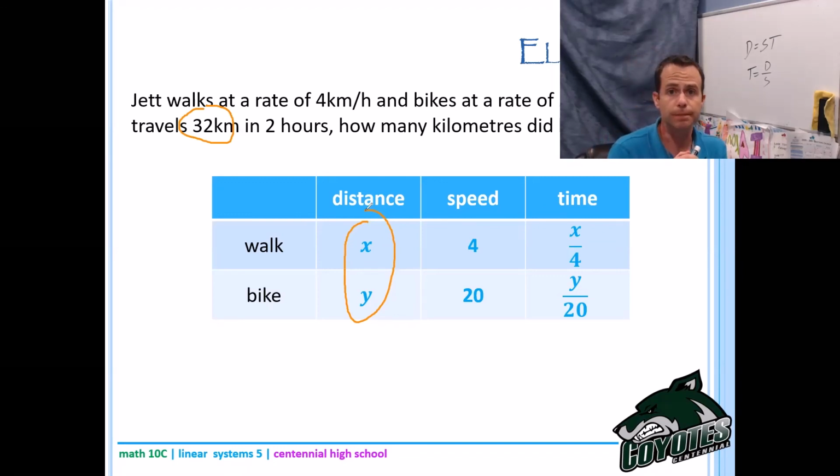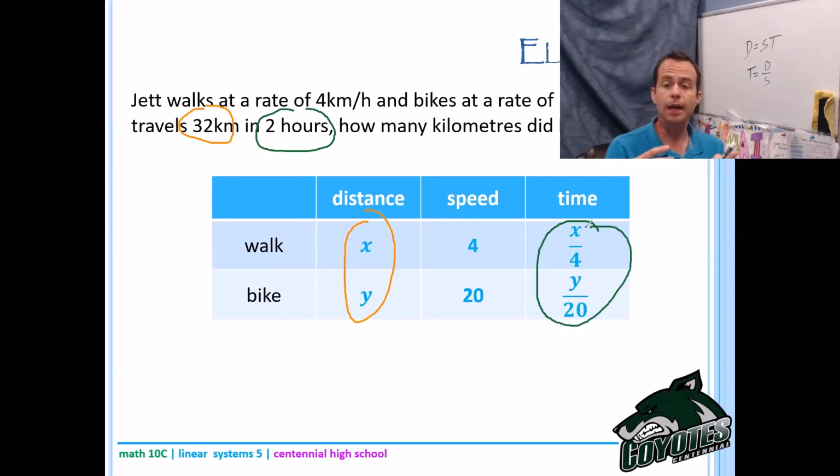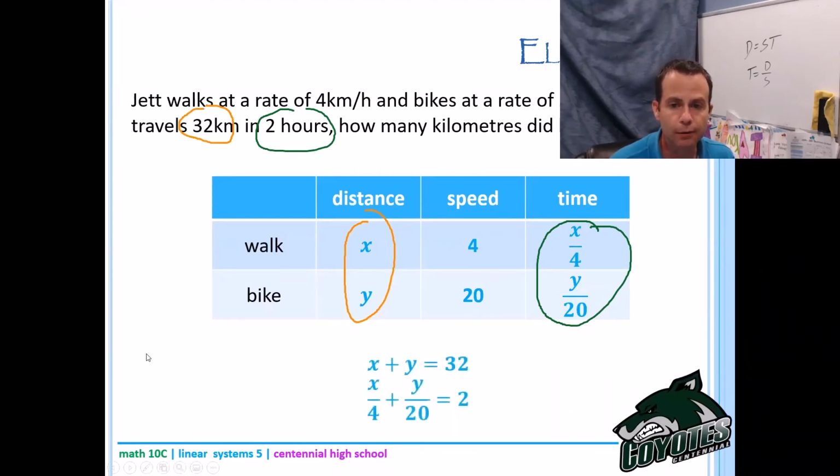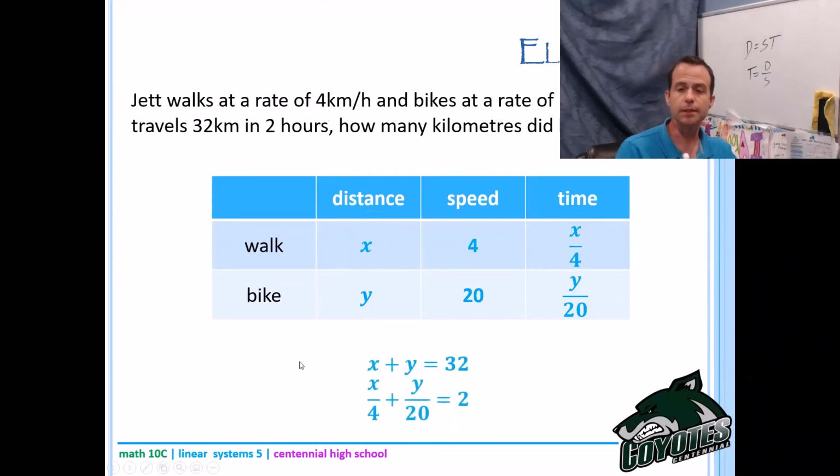There's an equation, okay? And my friends, we know he did it for 2 hours. Well, that means the time he walked plus the time he bikes has to equal 2. You got it. Okay, and so my system that I'm going to work with is x plus y equals 32, that represents the total distance, and x over 4 plus y over 20 equals 2. That represents the total time. This is enough information for me to figure out what x and y is.